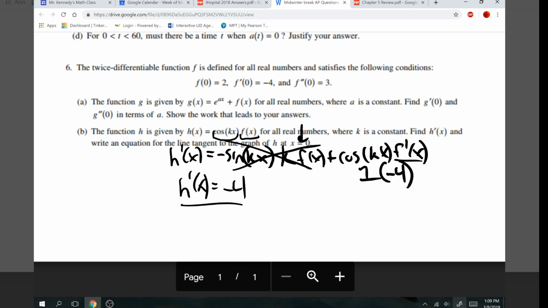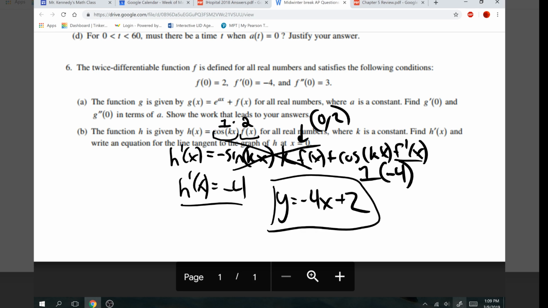By plugging 0 in here, we get 1 times f of 0, which is 2. Cool. So 0, 2 is my point. And then you just dump it in point slope form. Although here, because we're given the y-intercept, we can just put it in slope-intercept form. It's negative 4x plus 2. Wow.